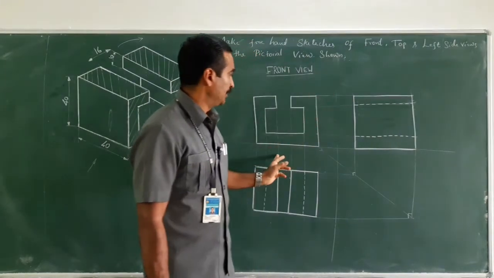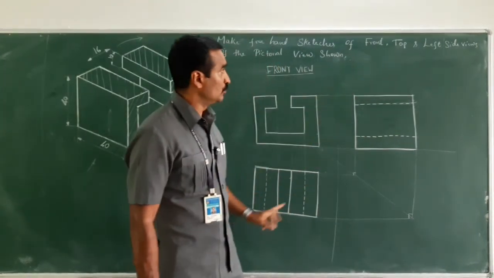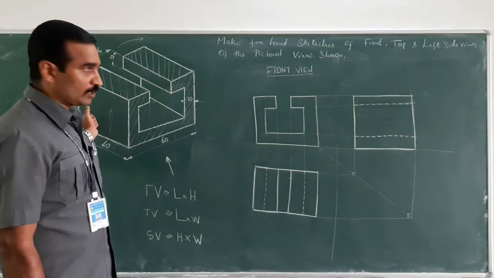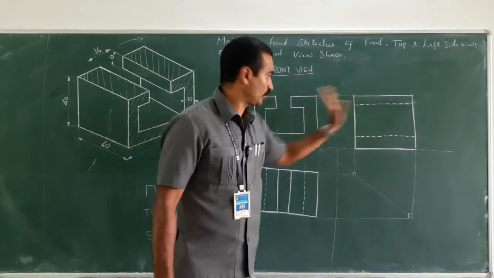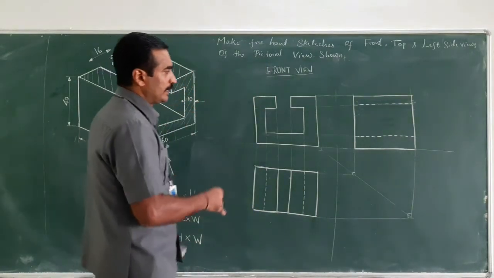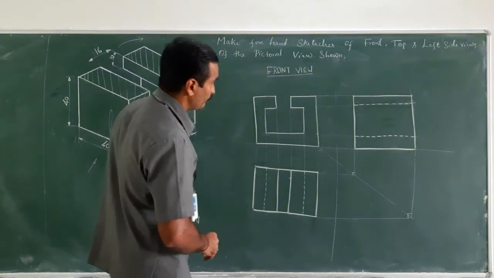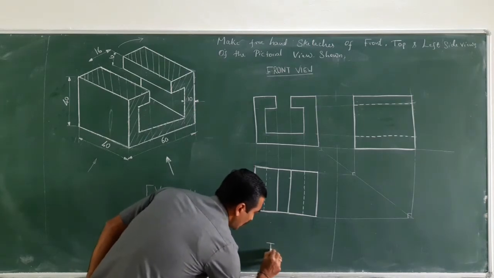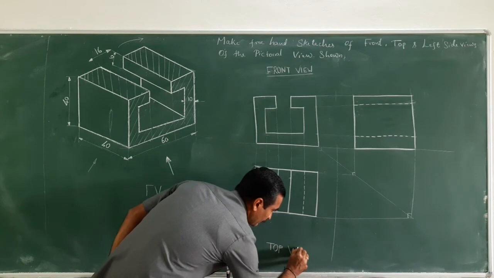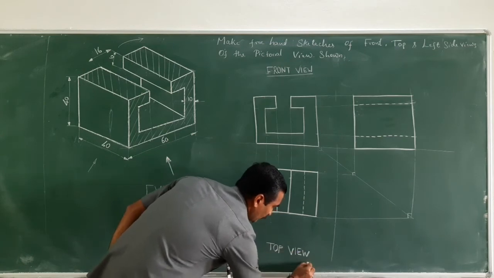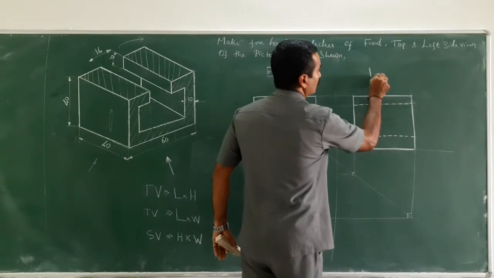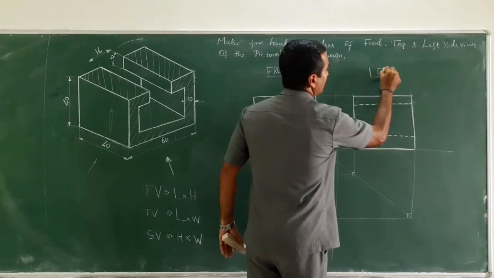I have completed all the three which have been asked in the question. Front view, top view, left side view, that means looking at the left side of the object and captured in the right hand side of the front view, right? Let me do the dimensioning work here. Before that, let me mention this as top view, or in other words, plan, top view. Then what about this? Left side view, that is left side view.